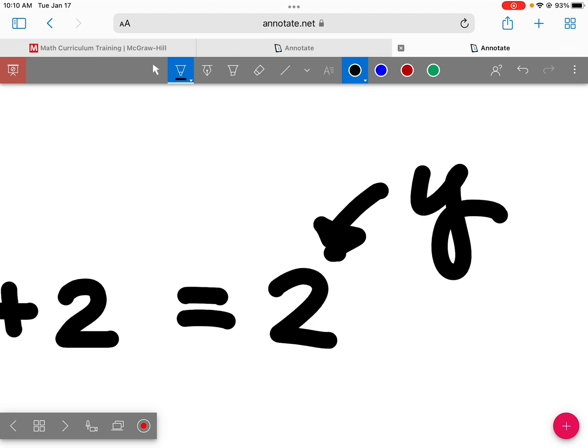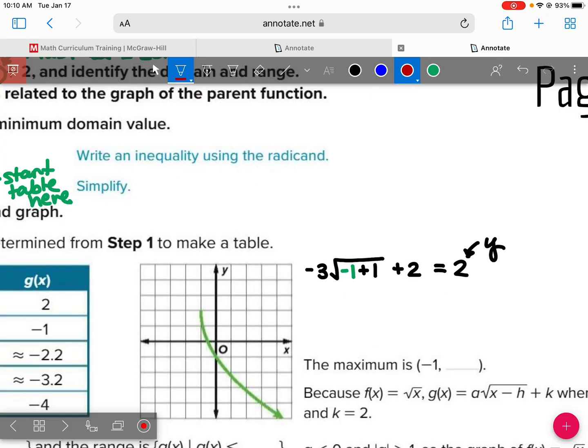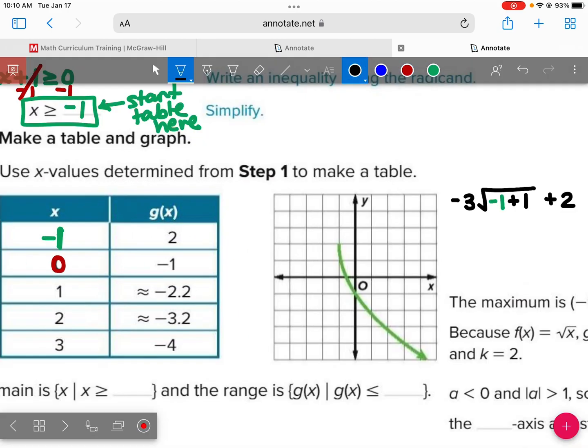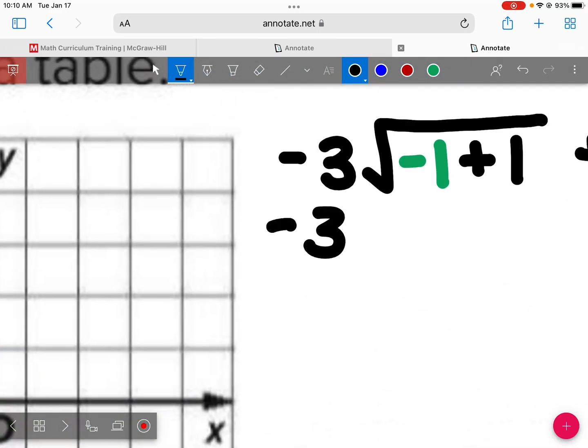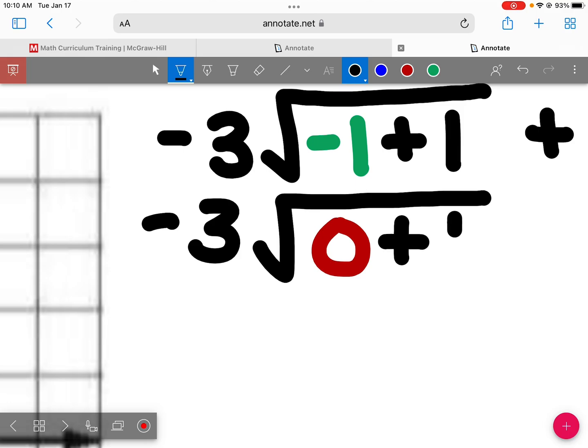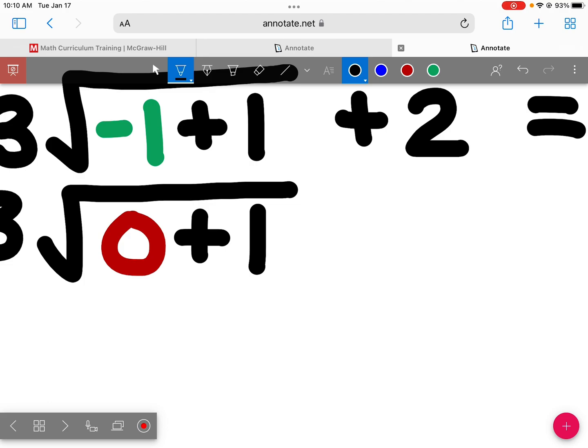All right. What is the next x value that we have in our table? 0. So I'm going to do this all over again, but this time I'm going to put 0 in the place of the x. So I'm going to type it into my calculator almost exactly the same. -3 and then the square root. I'm putting 0 in the place of the x. And then +1. Use those arrow keys so that the +2 is not underneath the square root. We do not want the +2 under the square root.